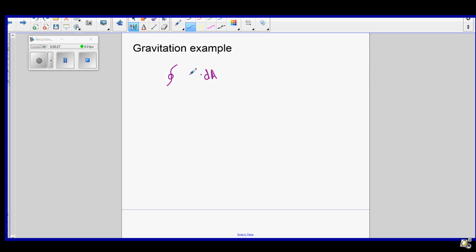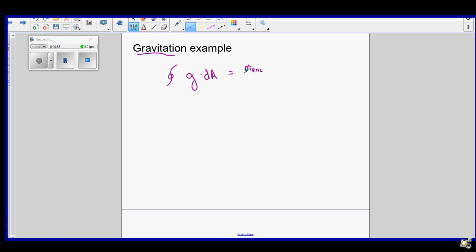Gravitational field, we just use little g, right? That's our 10 meters per second squared at the surface of the Earth. That's just gravitational field strength. So surface integral of g dot dA is equal to, well, we are now doing gravitation, so we're replacing electrostatics terms with gravity terms. In electrostatics, we talk about charges creating fields. Now in gravitation, we'll talk about masses creating fields.